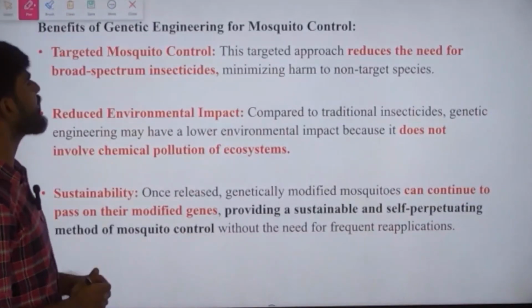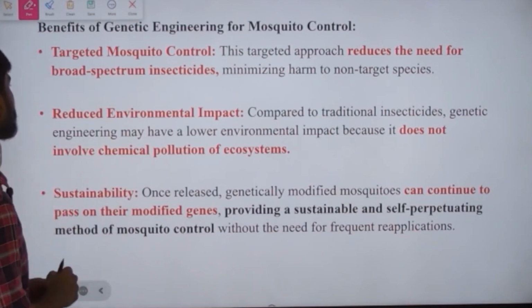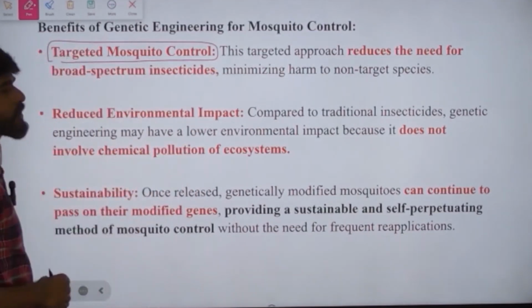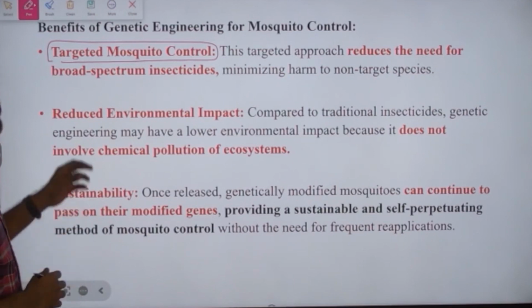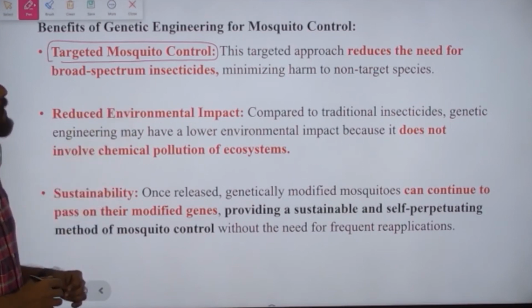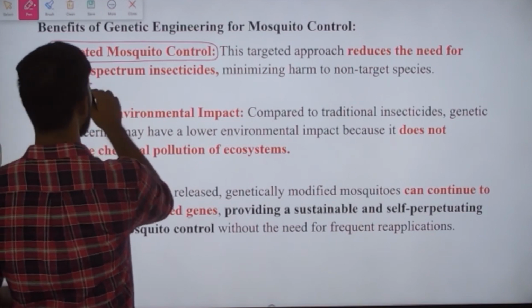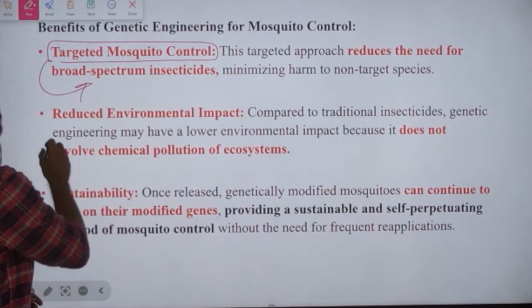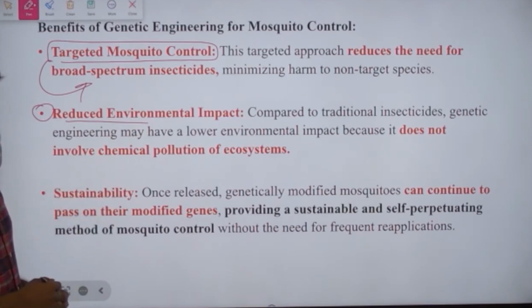And how is this genetic engineering going to benefit mosquito control? This is also important. Okay, so targeted mosquito control. This targeted approach reduces the need for broad spectrum insecticides and minimizes harm to non-target species. This is important. So there will be targeted mosquito control so that there won't be harm to any other species. Next, there will be reduced environmental impact when compared to traditional insecticides.